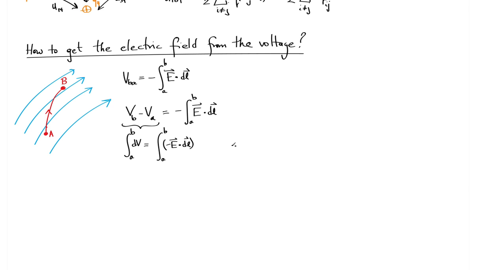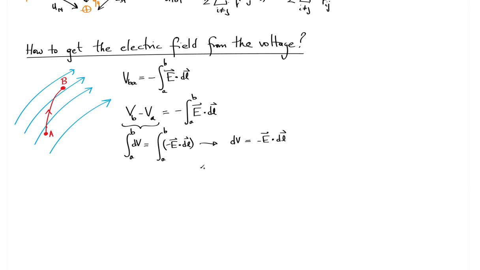Okay. So now you can look at something here and say, well, these integrals from A to B are exactly the same, right? So if the integrals are the same, then the integrands also have to be the same. So what that implies is that dV must be equal to minus E dot dl, right? So what this is saying is, if the integrals are equal, and the limits are the same for both of these integrals, then the integrands must be the same thing.